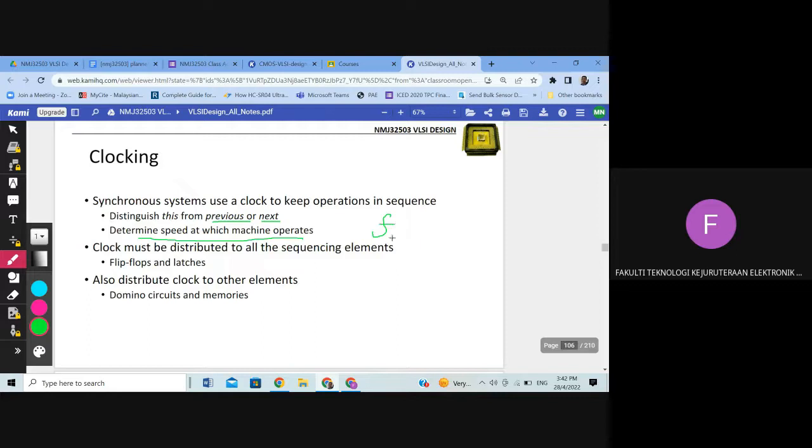The frequency F is determined by 1 over T, where T comes from the clock. This is the clock. The diagram is not good, hopefully it is okay. You see the repetitive pattern of the clock. This is the clock period T.